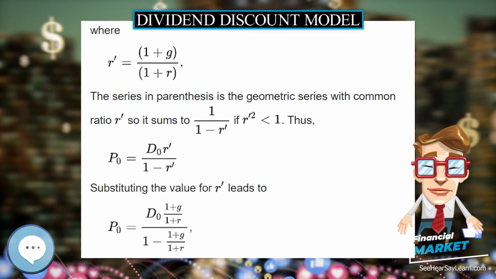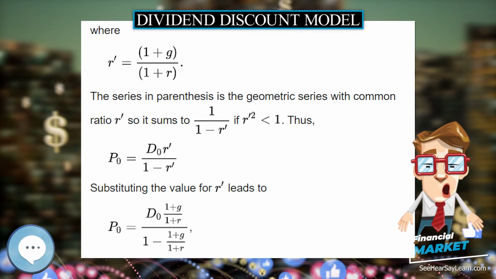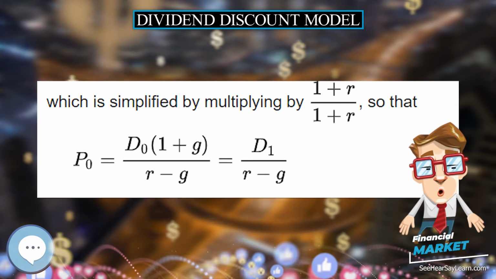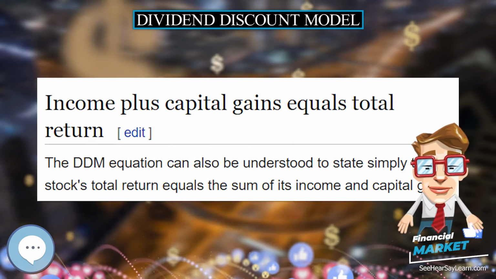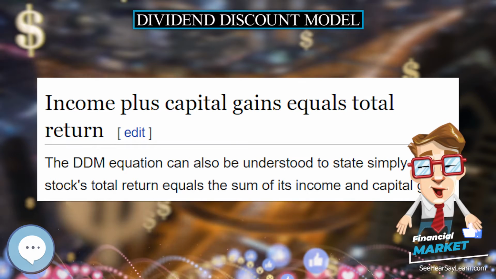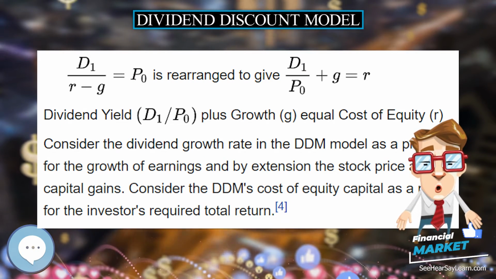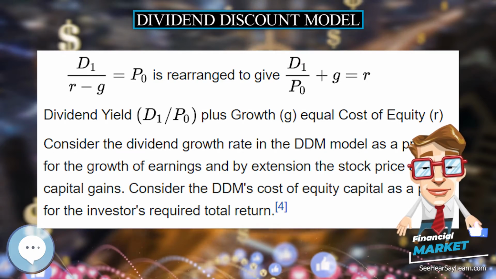Growth cannot exceed cost of equity. From the first equation, one might notice that R minus G cannot be negative. When growth is expected to exceed the cost of equity in the short run, then usually a two-stage DDM is used.